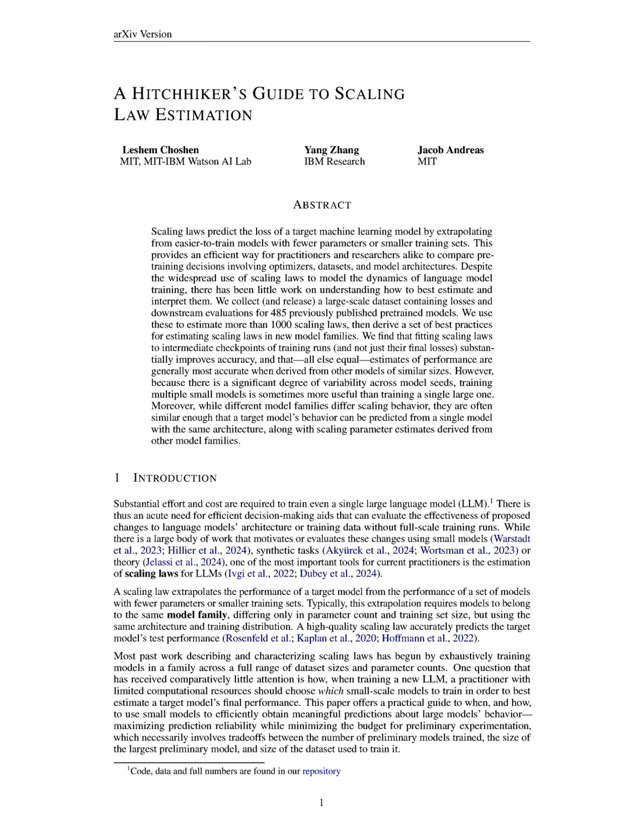This paper addresses the challenge of efficiently estimating the performance of large language models, LLMs, during training, particularly for practitioners with limited computational resources. It highlights the gap in existing scaling law research, which typically relies on exhaustive training of closely related models, by proposing a practical guide for selecting small-scale models that can provide reliable predictions about larger models' behavior. The authors emphasize the importance of balancing the number of models, their sizes, and the dataset used to maximize prediction reliability while minimizing costs.